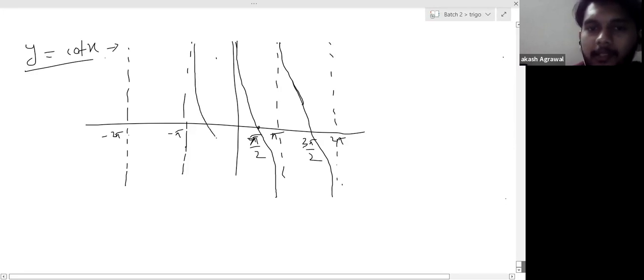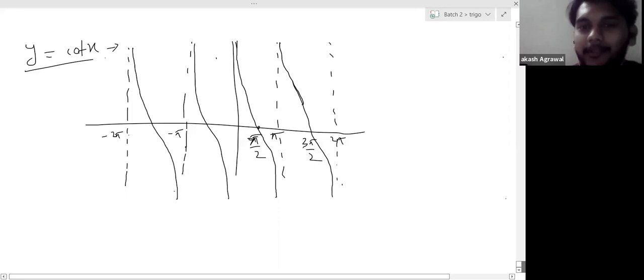All right, this is a very ugly graph. I am drawing a very ugly graph. This graph is not ugly. All right, you draw it in a good way. All right, this is minus pi by 2, minus 3 pi by 2.